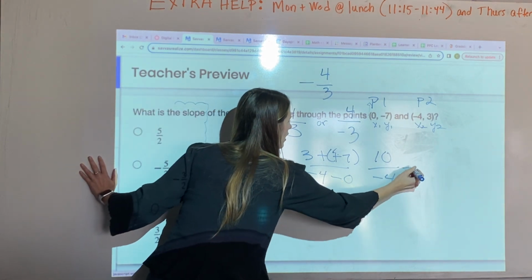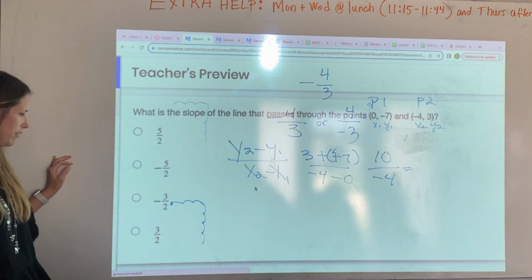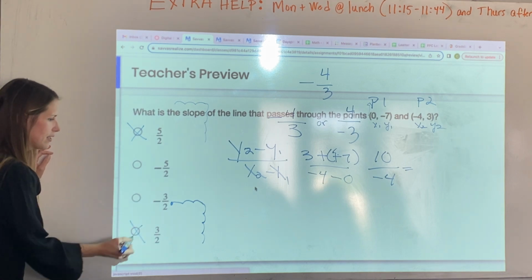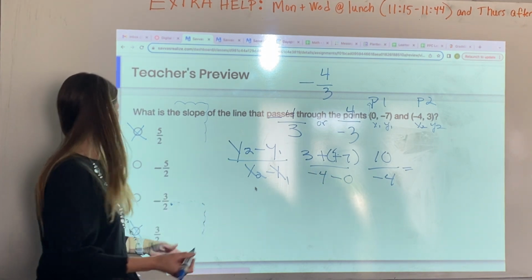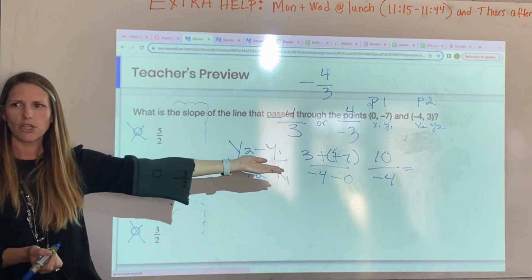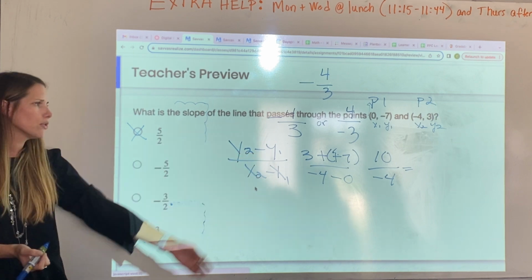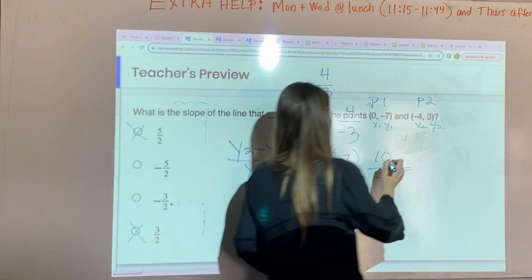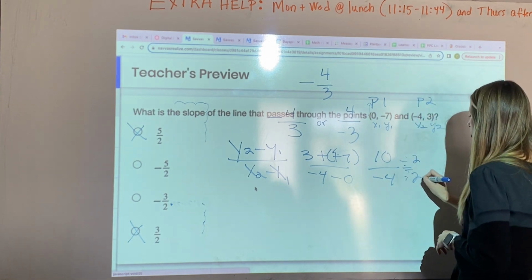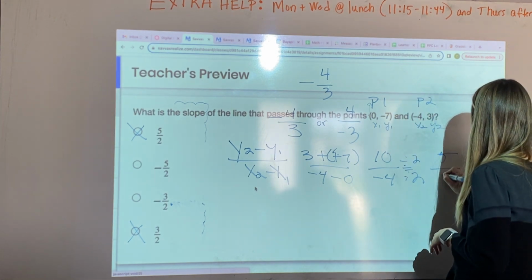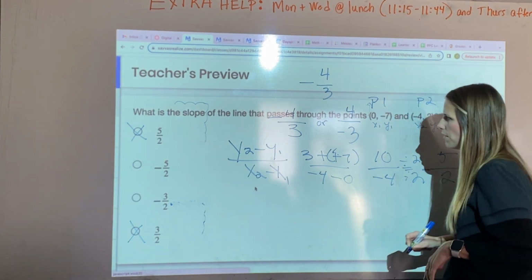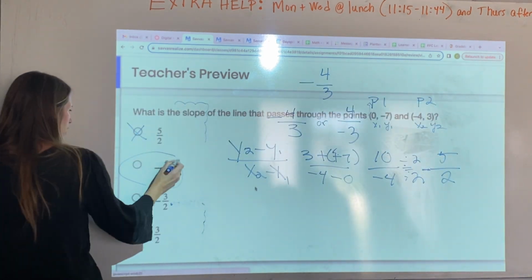-4, very good. Is our slope positive or negative? Negative. Good, so this is wrong and this is wrong. But they don't look like this. What do we do with our slope here? Reduce. Divide by 2, divide by 2, and we get 5/2, and that's a -5/2. So we've got our answer right here.